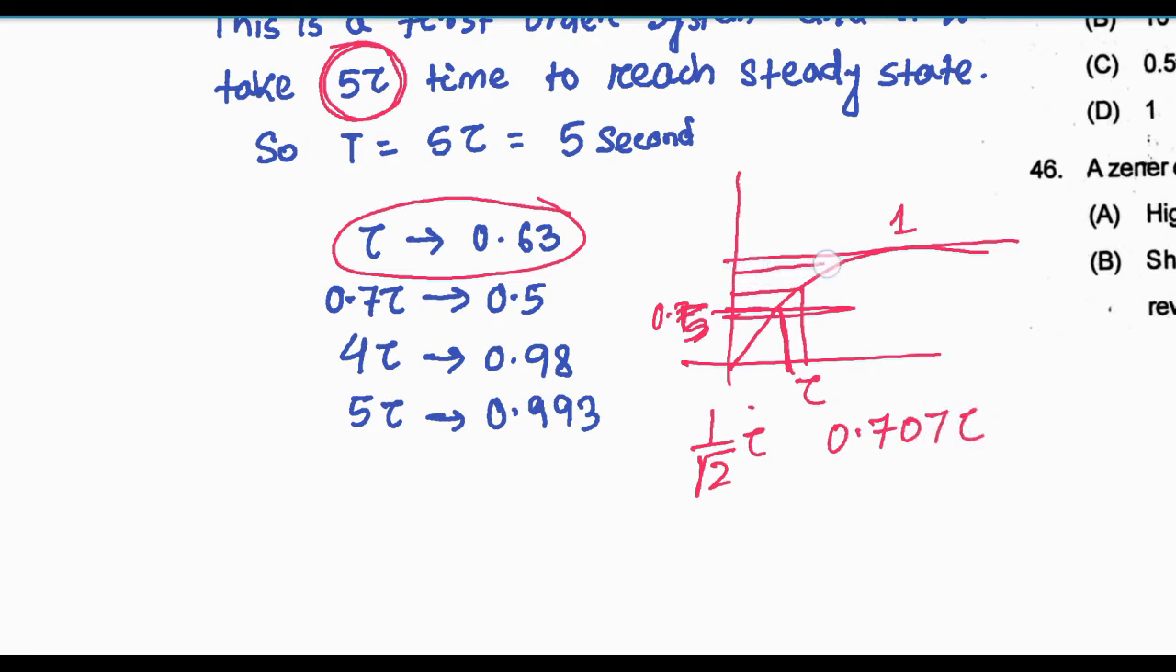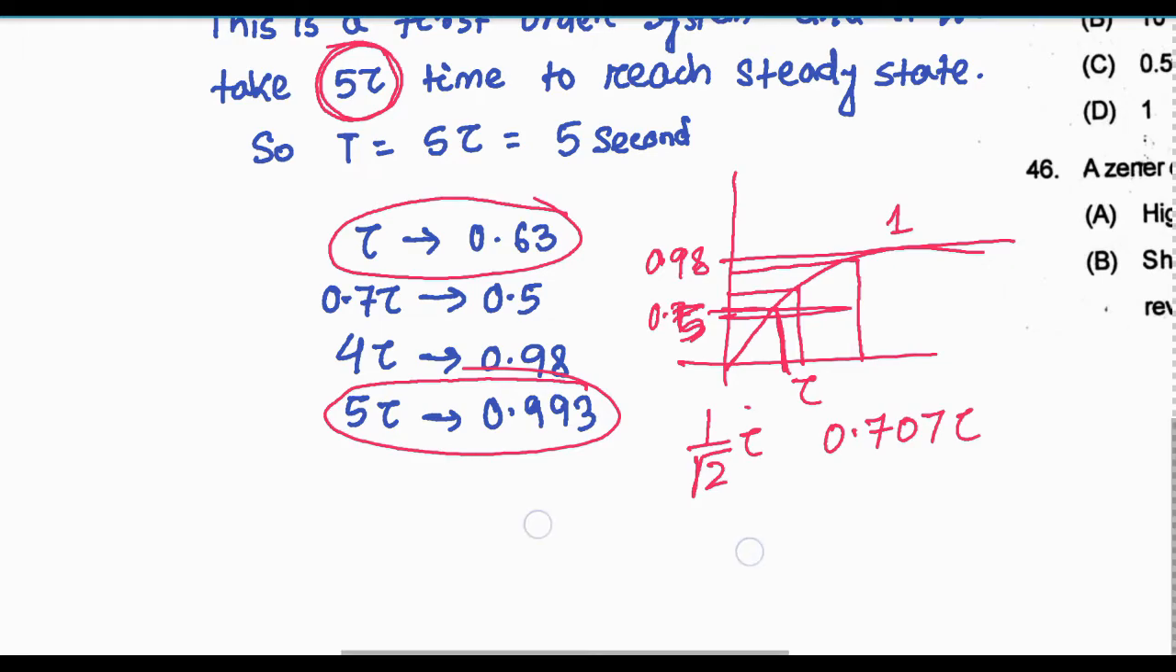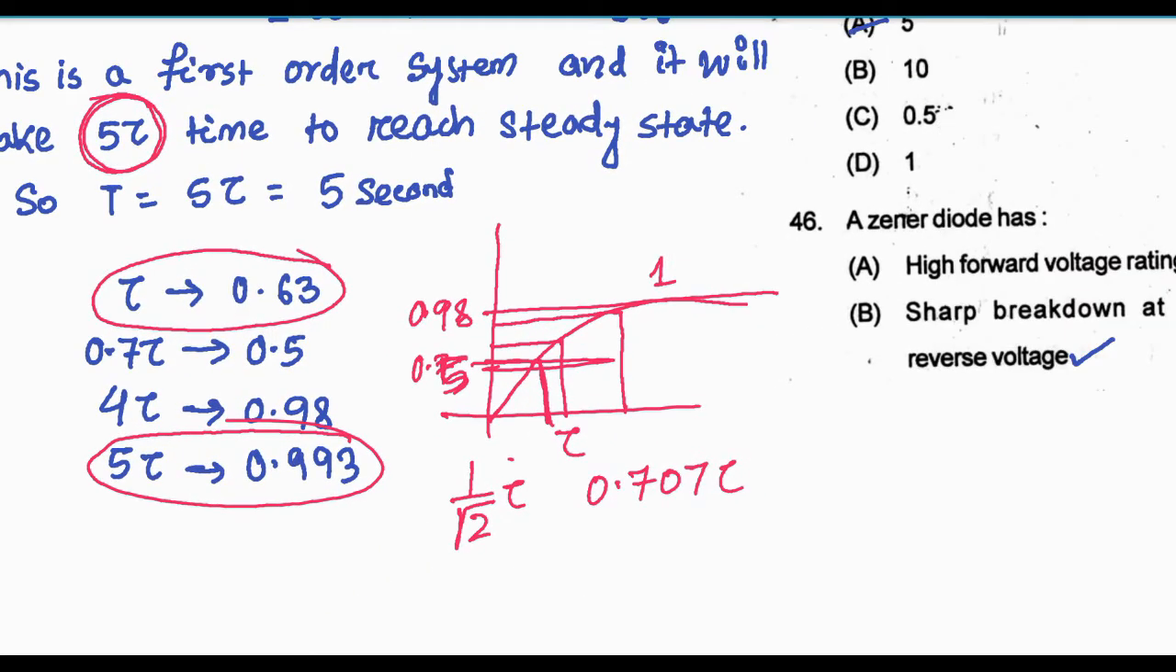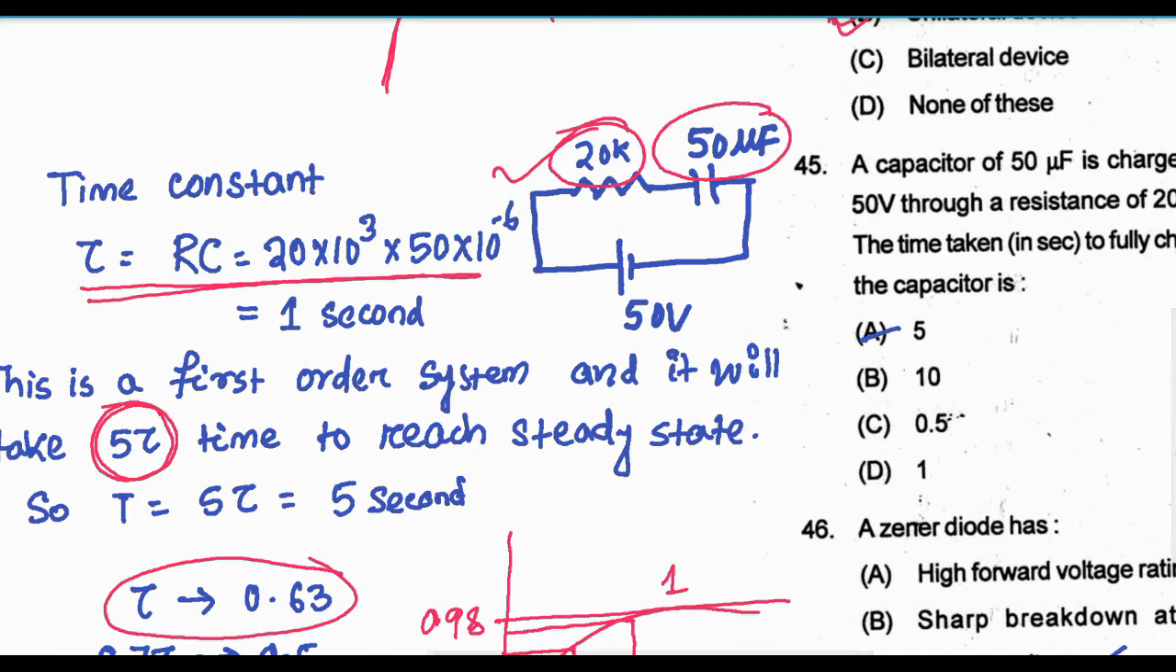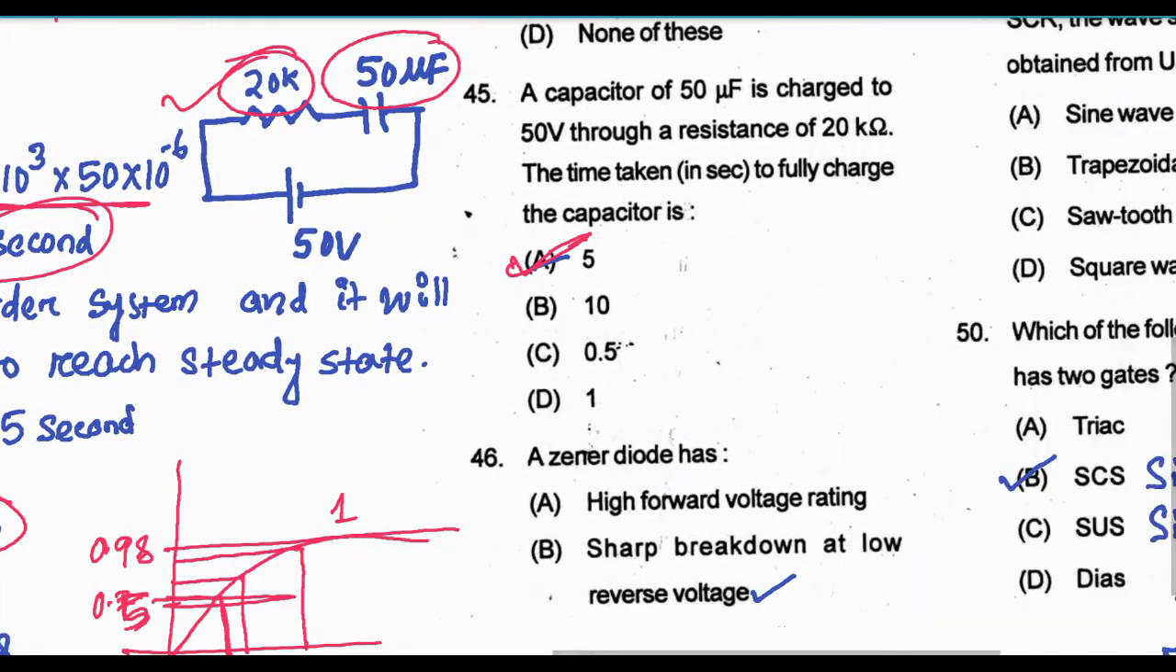Again is 4 tau. At 4 tau we are getting nearly equal to the final value, that is 98% of the final value. And at 5 tau we are getting 99.3% of the final value, that means nearly equal to the final value. So we can take here that 5 tau, that means time tau is here 5 second and here 5 tau is 5 second. That means option A here is the correct answer.